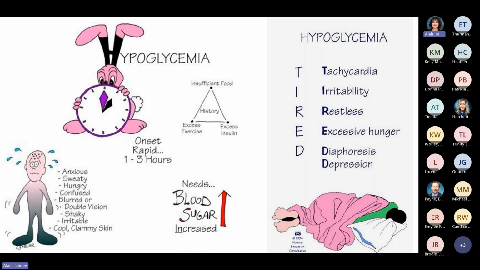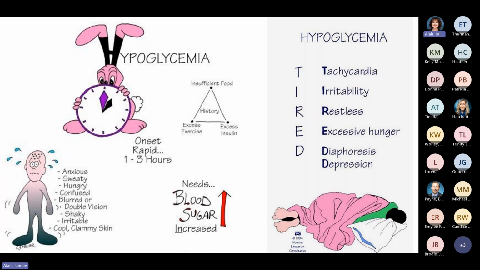I think talking about hypoglycemia to them is super important so that when the patient starts recognizing that they're feeling these things, they can go ahead and treat before they get super hypoglycemic. I really like the acronym TIRED: tachycardia, irritability, restlessness, excessive hunger, and diaphoresis or depression. Knowing these things, and as a parent, it is really helpful to watch and make sure that the patient is not getting hypoglycemic.